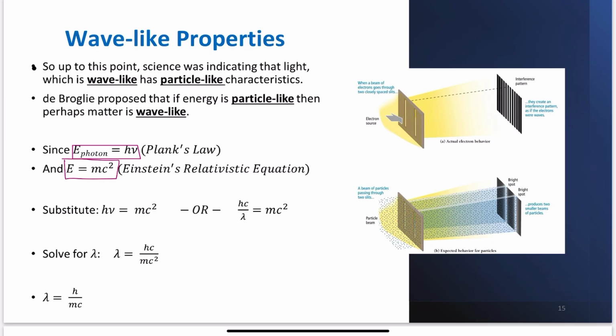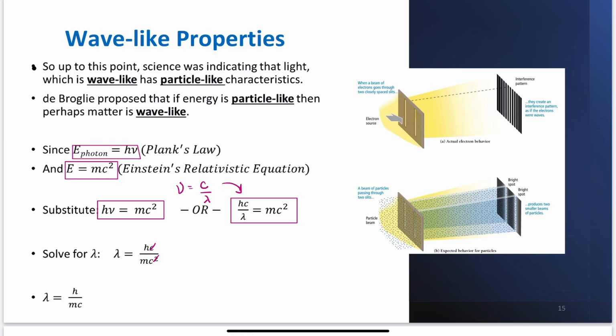We know Einstein's relativistic equation, energy is equal to mc squared. So we just set them equal to each other. If they're both equal to energy, we should be able to set them equal to each other. h nu equals mc squared. Or we know that nu, frequency, is also equal to speed of light over lambda. Therefore, hc over lambda must be equal to mc squared. We rearrange this equation and solve for lambda, and we get hc over mc squared. Cancel out the extra c's, and we get lambda equals h over mc.